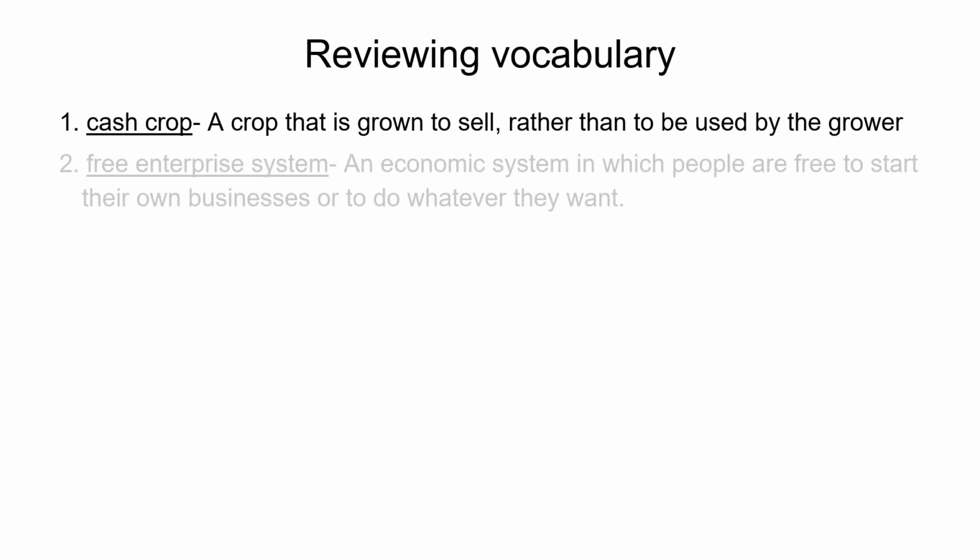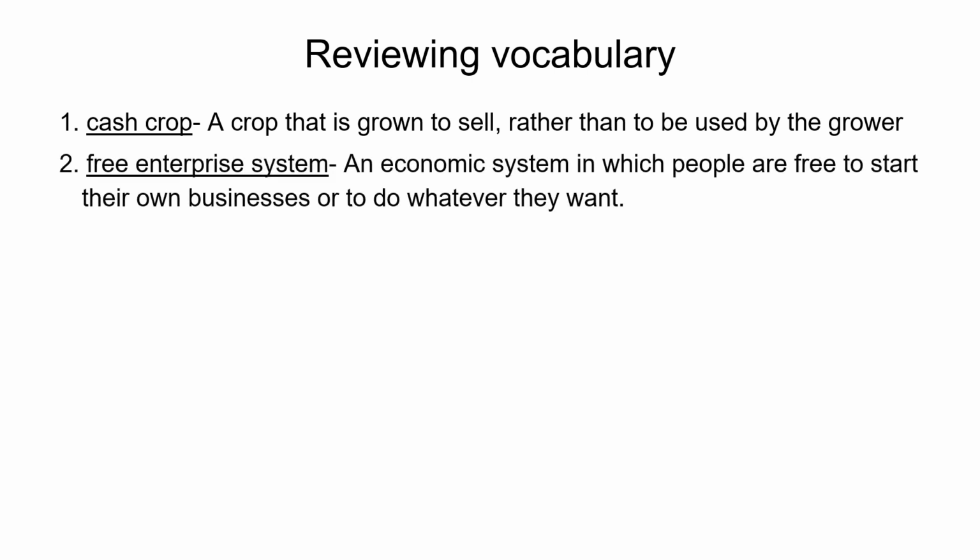The next word we need to know is free enterprise system. This is an economic system in which people are free to start their own businesses or do whatever they want. This is very important because in the 13 colonies, it was very much a free enterprise system. Of course, England demands that they only trade with England, and the colonies kind of ignore that. But we'll talk about that later on in Unit 3.